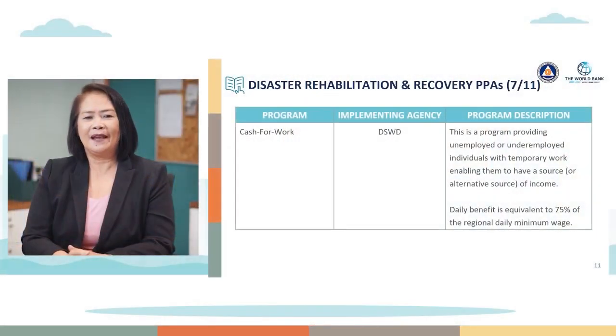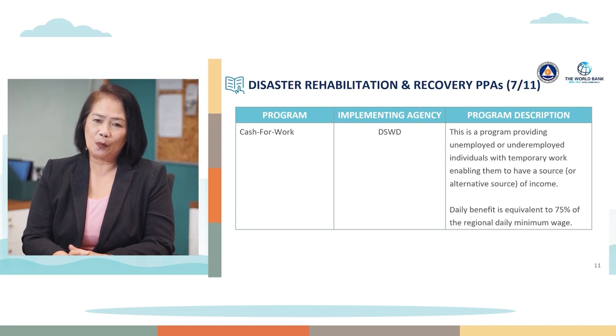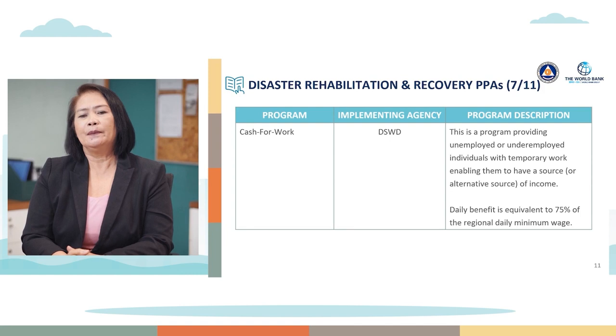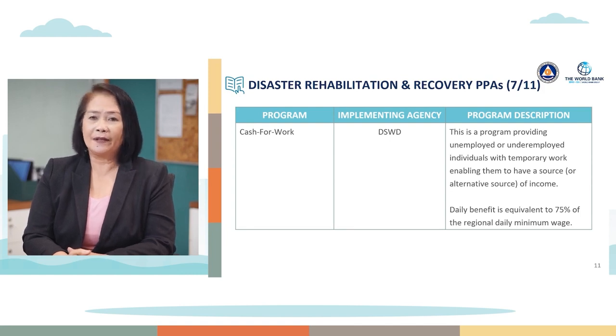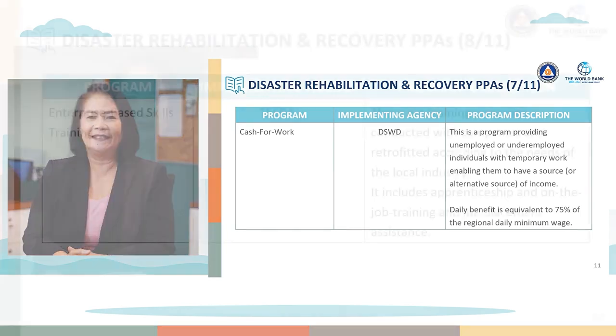The next PPA is the Cash for Work, which is still under the Department of Social Welfare and Development. This is a program which provides unemployed or underemployed individuals with temporary work, enabling them to have source of income while recovering from disasters. The daily benefit is equivalent to 75% of the regional daily minimum wage.